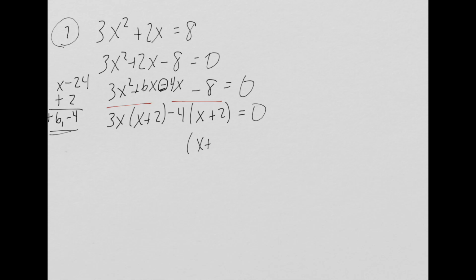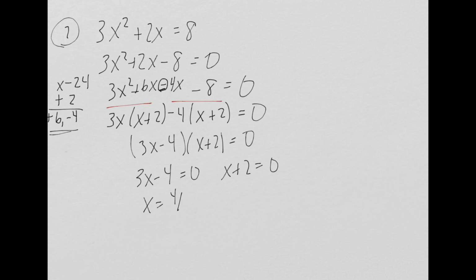Now I got that term repeating, so I'm going to write it down. Then I'm going to write down the coefficients in front of it. So there's my 3x minus 4 and x plus 2. And then lastly, set each one equal to 0. From the first term, I get 4/3. From the second one, I get minus 2. So those are my answers.